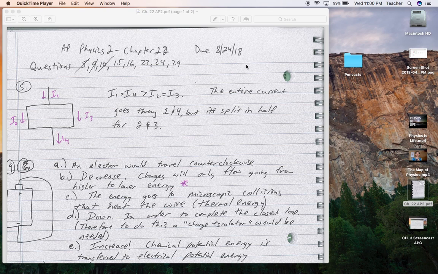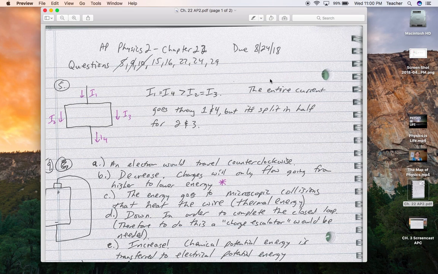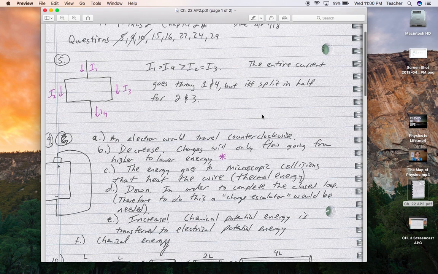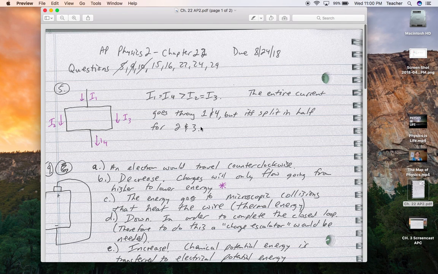This is the chapter 2 homework. It's really not so much circuits yet as it is about resistance, power, some things with current and so forth. So this is my version of the homework.